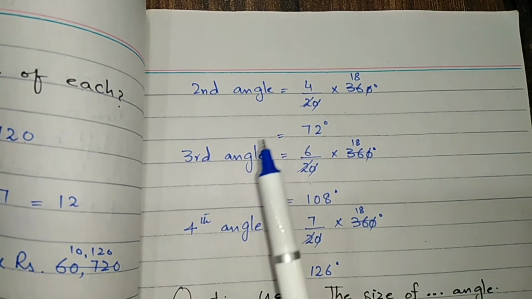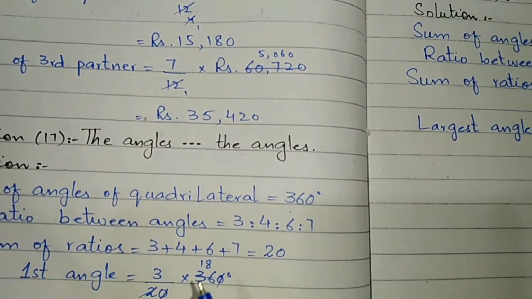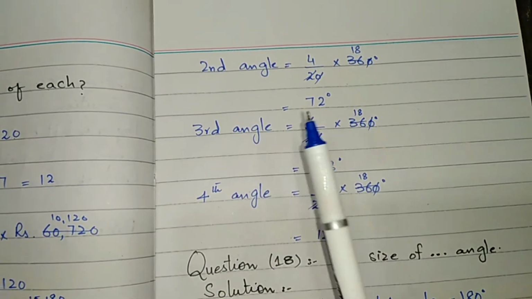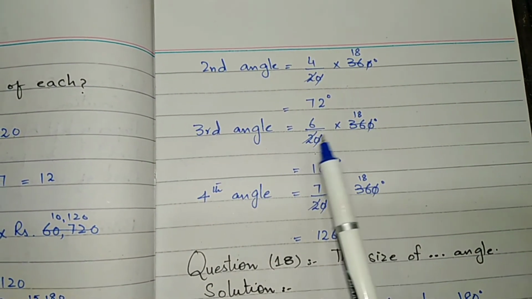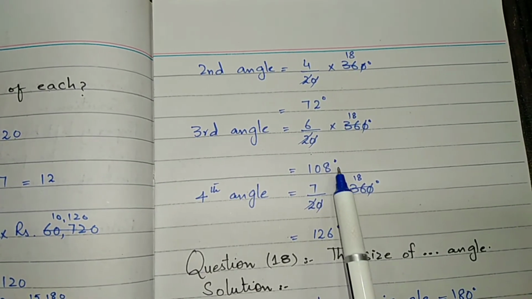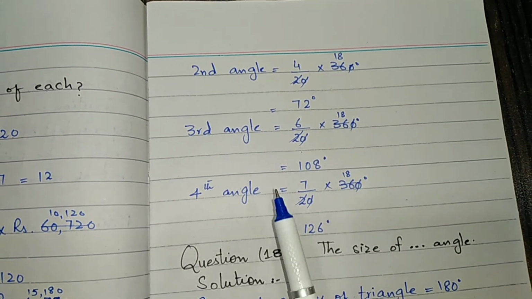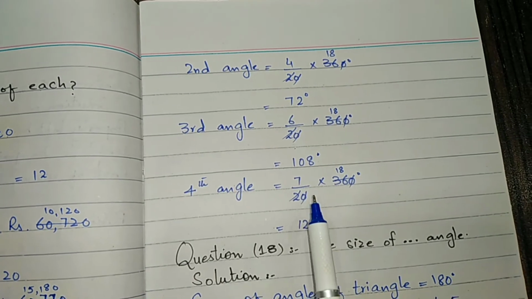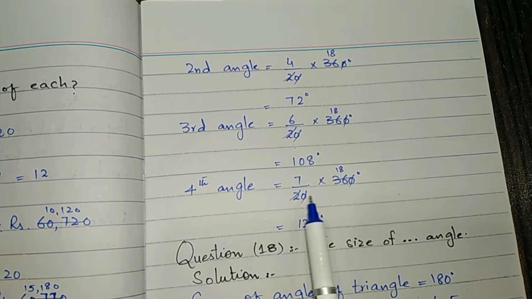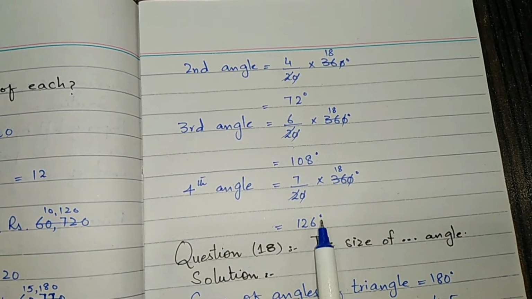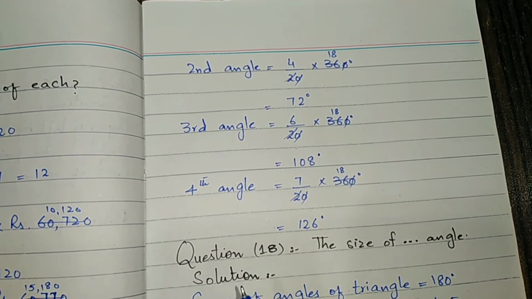second angle. Now the third ratio is 6. So 6 divided by 20 multiplied by 360, and after the cancellation we get 108 degree is of the third angle. And the fourth ratio is 7. So 7 divided by 20 multiplied by 360, and after the cancellation we get 126 degree is of the fourth angle.